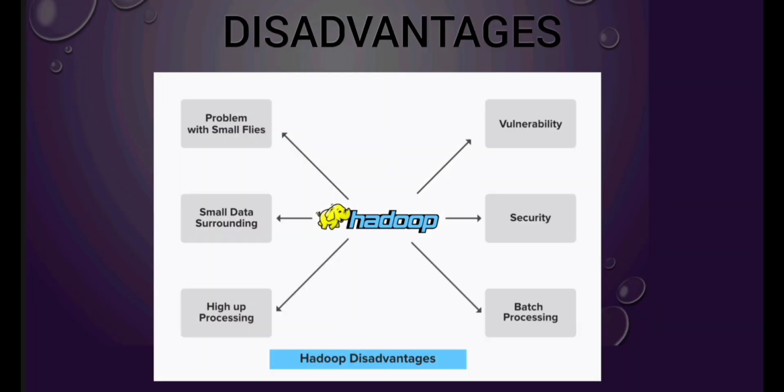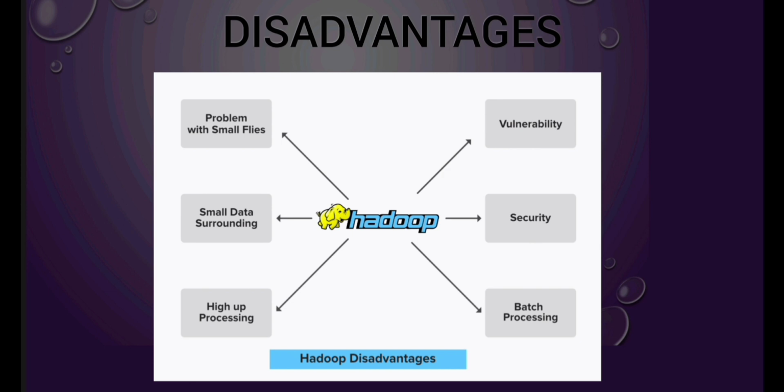Disadvantages of Hadoop. Disadvantages are problem with small files, vulnerability, low performance in small data surroundings, lack of security, higher processing, and supports only batch processing. Problem with small files. Hadoop can efficiently perform over a small number of files of large size. Hadoop stores files in the form of file blocks which are from 128 MB to 256 MB in size.